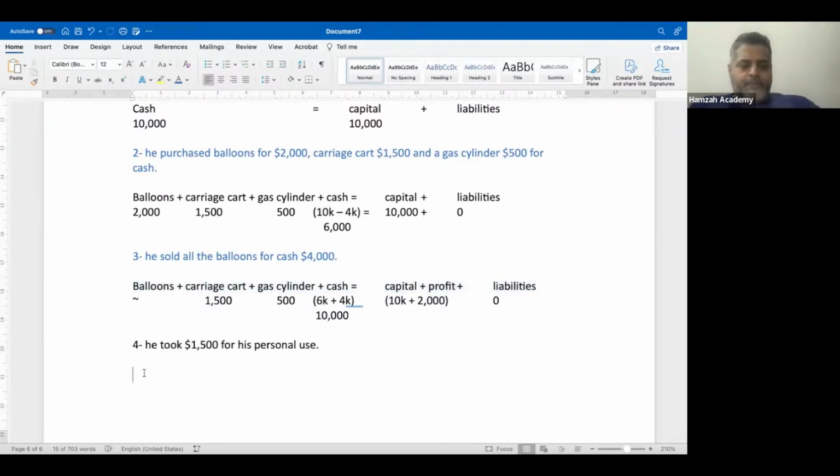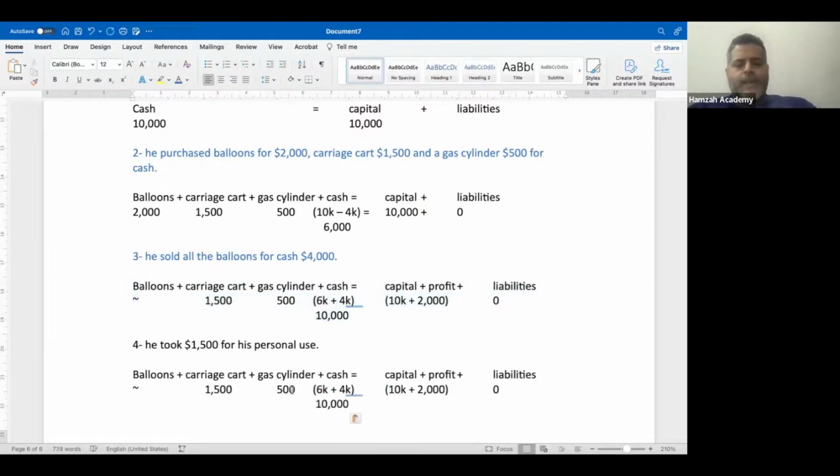Let's copy this up. Here we go. We don't have balloons. Okay, let's just copy this one as well. I mean, we can obviously amend this up. We don't have the balloon, the carriage card, the gas cylinder is going to be over here. Okay, then let's just amend this up as well. Now, the cash over here, this is 10,000 minus 1,500, 1.5K, right?